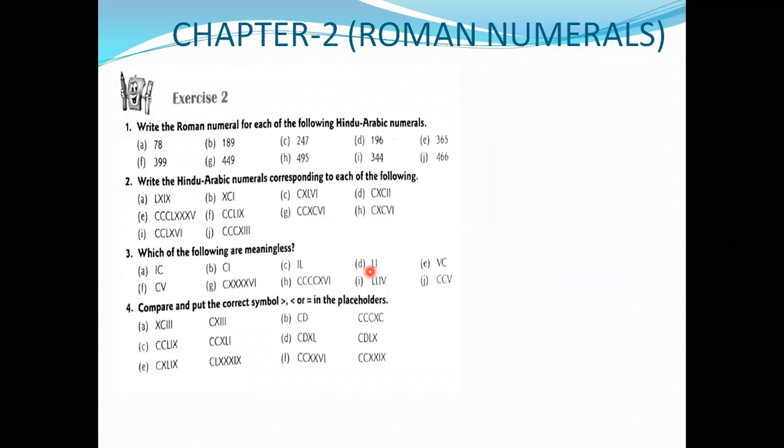And here is exercise 2. Write the Roman numerals for the following numerals. And question number 2, question number 3, and question number 4. Then you can solve them and check your answers.